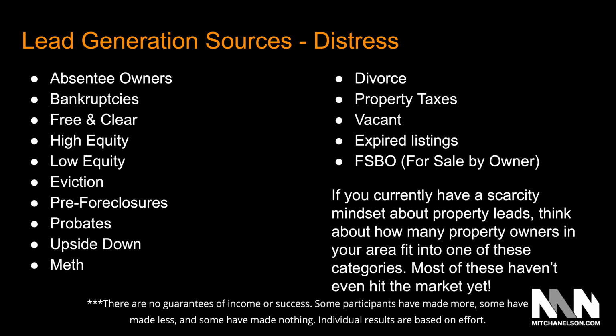Now let's go through some of those: absentee owners, bankruptcies, people that own their properties free and clear, people that have high equity, people that have low equity. The evictions list, that's a public record as well. Anytime a landlord wants to evict their tenant, if they're going to do it legally, they have to file with the county first, and a public record is created.